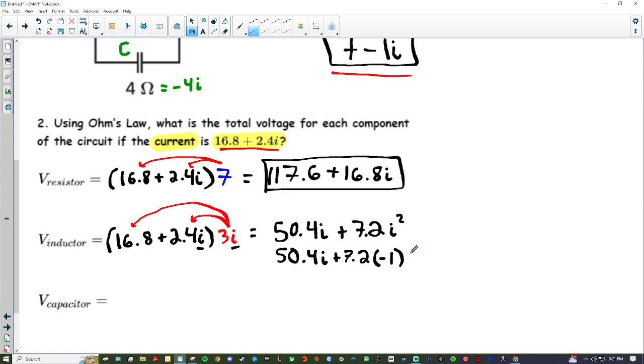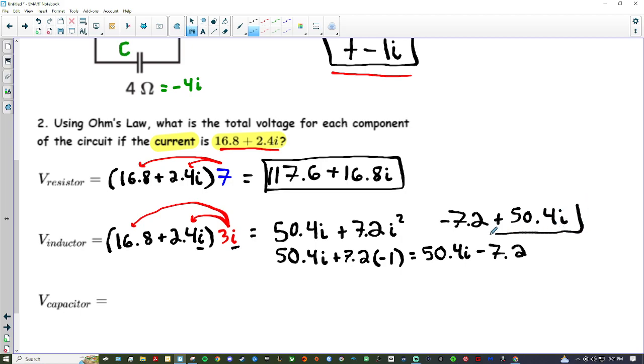Okay, so our final answer is going to be 50.4i minus, that's -1 times 7.2, minus 7.2. Okay, now if we want to write this in the correct order, we would write -7.2 in the front, plus 50.4i, since we want our real number first.